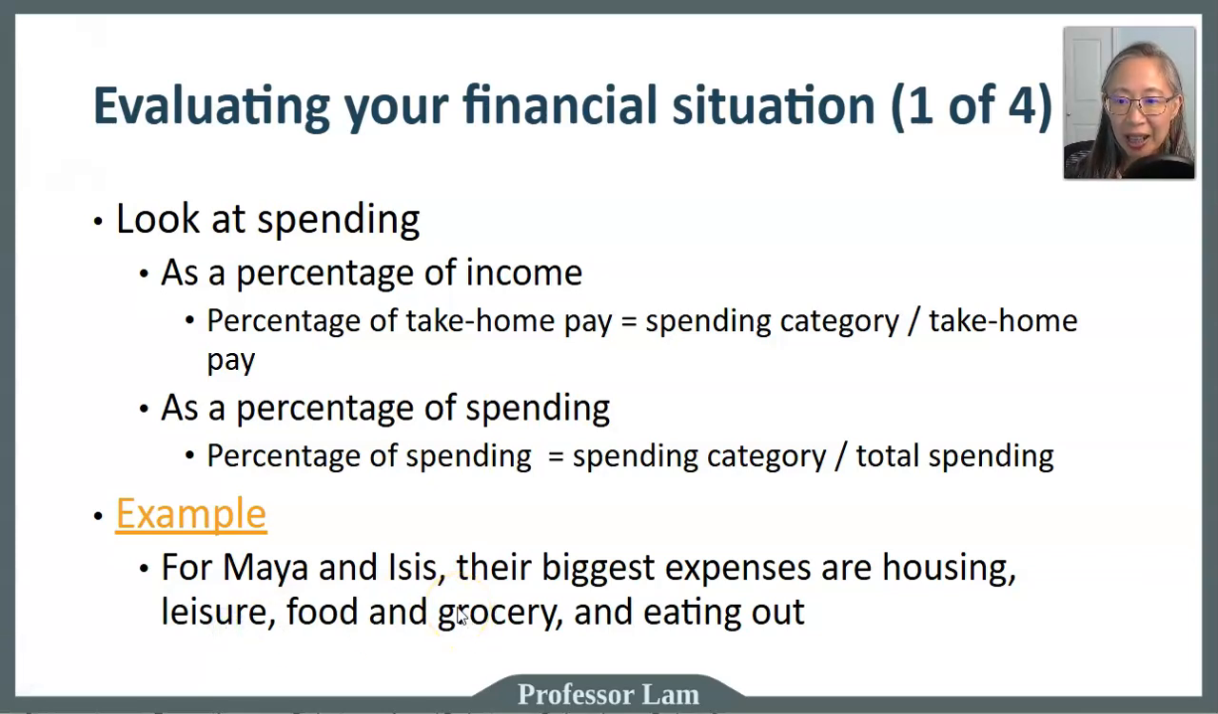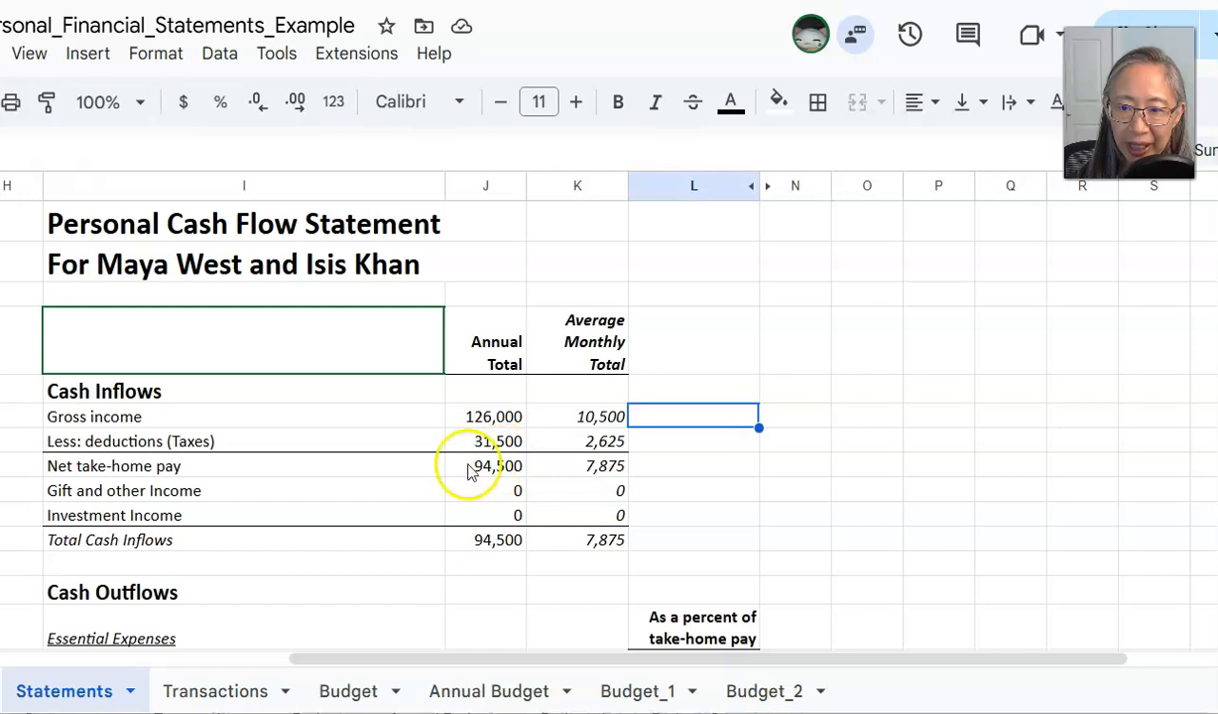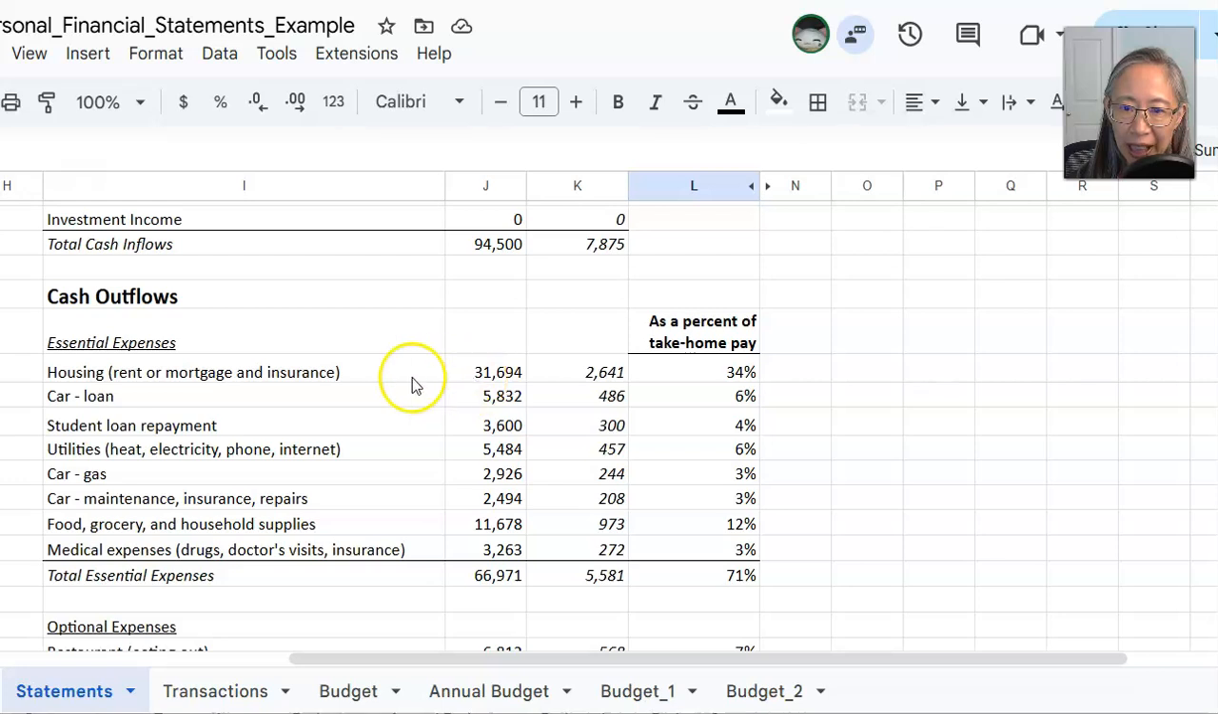Let's take a look at Maya and Isis's example. For Maya and Isis, their take-home pay is $94,500. If you look at each category as a percentage of take-home pay, you divide $31,695 for housing by $94,500, you get 34%. I encourage you to pause the video and do your own calculation to check each category so that you understand how this percentage is derived.